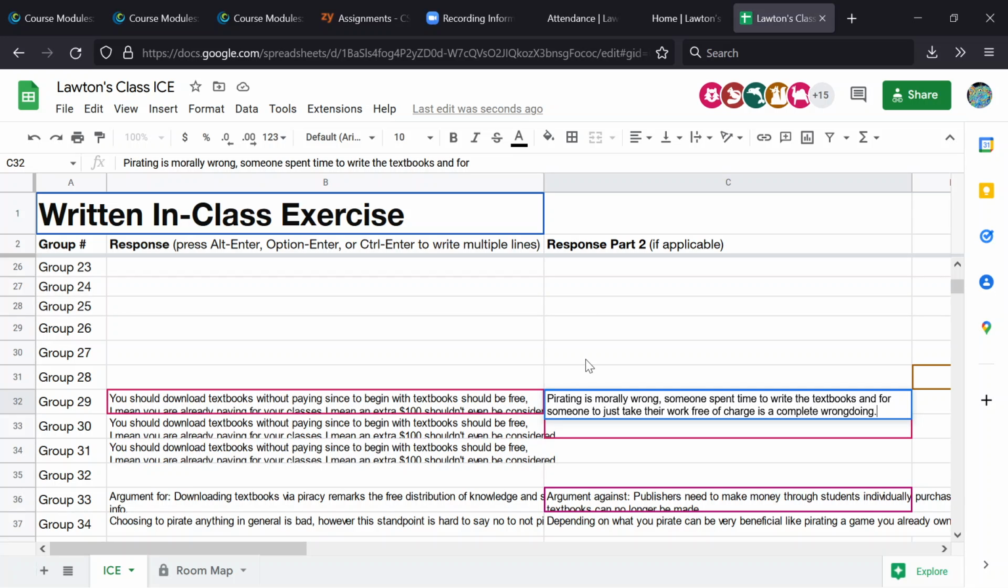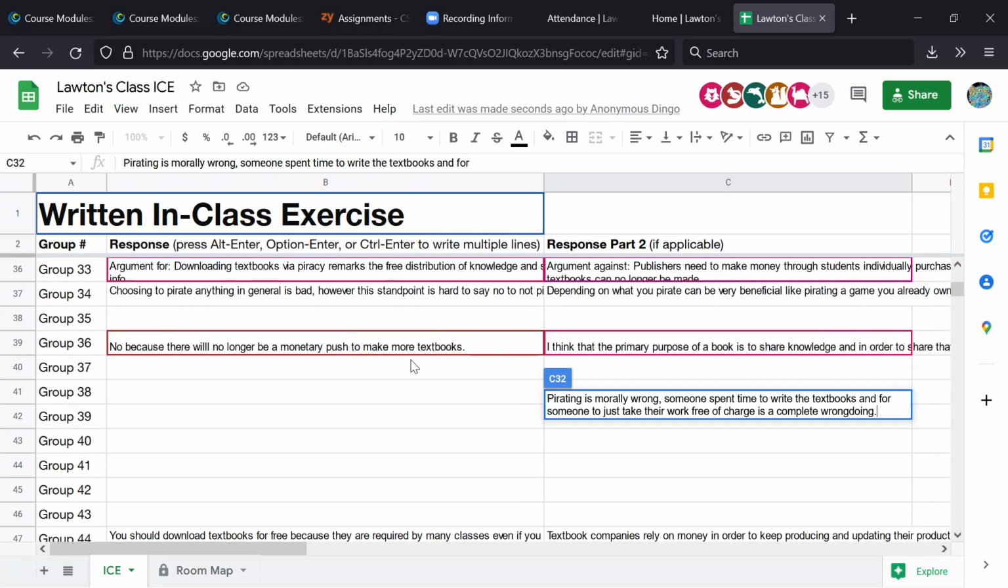And then the flip side of that would be, pirating is morally wrong. Someone spent time to write the textbooks, and for someone to just take their work free of charge is a complete wrongdoing. Yeah. So that would be a good counter argument. Pirating is wrong. You are hurting the author of that textbook, maybe also monetarily, right? There's a flip side to that. So yeah, I like these.